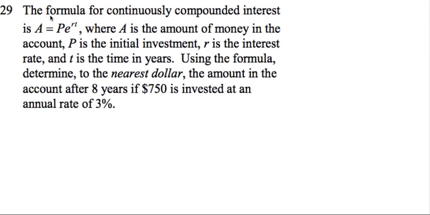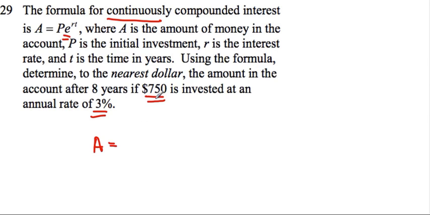In case of number 29, the formula for continuously compounded. Now, many times when you use the word continuously, it involves E over here. Now, where A is the amount, and P is the initial investment, R is the interest, and T is the time in years. Using the formula, find out to the nearest dollar the amount of the account after 8 years if this much has been invested at an annual rate of 3%. So all we have to do is simply plug it in.